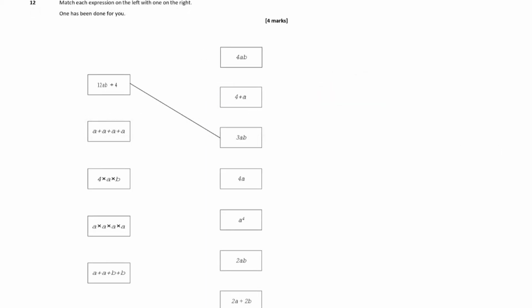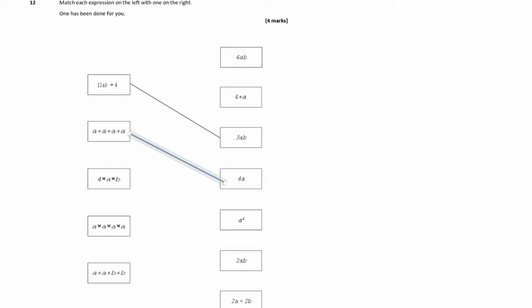Question 12. Match each expression on the left with one on the right. One has been done for you. Looks like they did the hard one for us, so that's nice. So we've just got the easier ones to do now. Let's do it then. A plus A plus A plus A is just 4A, isn't it? So that one must link with that one down there.